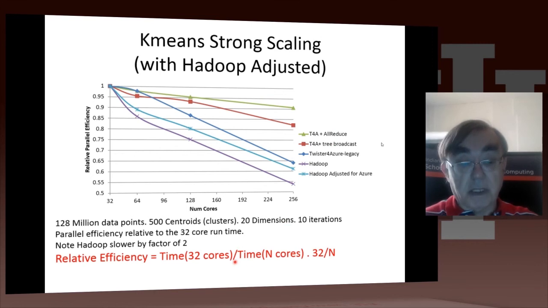And here's formally the definition of efficiency. Usually efficiency you think of as referring to the one core result, but there's so much data here it doesn't actually run on one core, so the smallest number of cores used is 32, which is why it's called relative efficiency. And this is the formal definition for this case of relative efficiency: the time on 32 cores times 32 divided by the time on n cores multiplied by n. And this again shows that iterative MapReduce on Azure is running quite well.